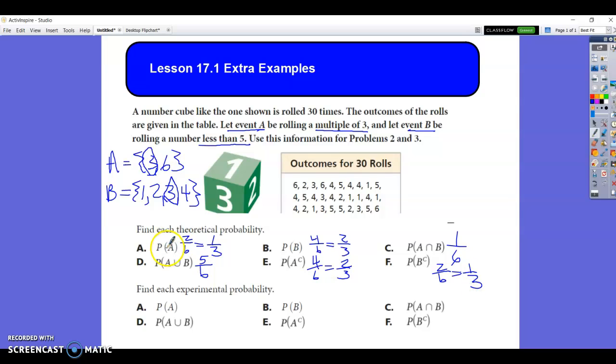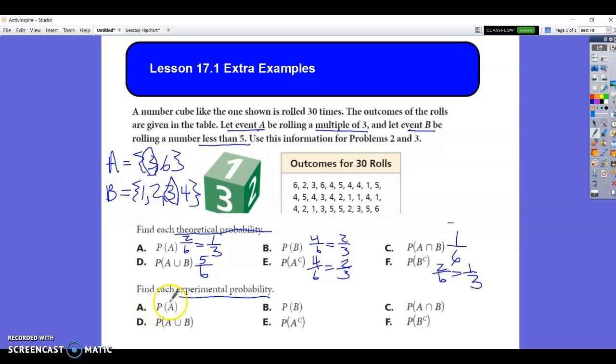And you can see that probability of A and probability of B, 1/3 and 2/3, again, that will equal 1 if you add those two together. All right, so that is the theoretical probability. That's based on each of these being equally likely to occur. Now we want to do the experimental probability, which means we've rolled these 30 times, and we're going to see what actually happened when we rolled these 30 times.